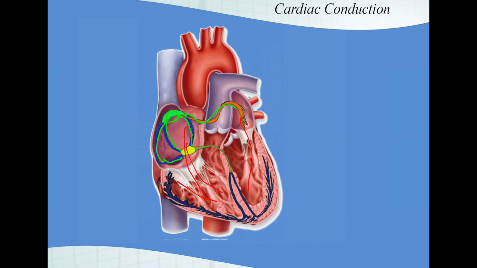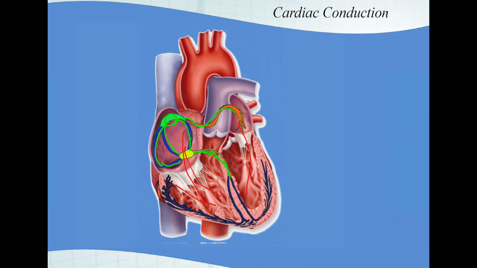Conduction goes now from the AV node down to the AV bundle. I know it says His bundle or bundle of His in some texts. I said it earlier in this presentation. Now we're mostly calling it the AV bundle. So you might see both, but it's usually called the AV bundle now.